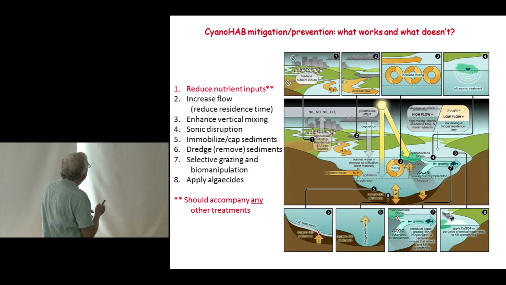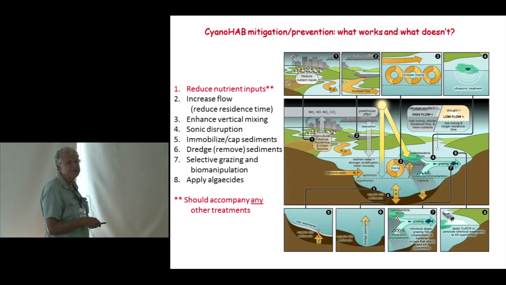And here they all are: increasing flow to increase the flushing rate in the system; enhancing vertical mixing, which is done mechanically in many systems. For example, fish ponds that have this problem all have vertical mixing capabilities. Sonic disruption, which is now being used as a technique to basically lyse the cells. Immobilizing the sediments, capping the sediments so that they trap the nutrients and don't release them. That has limited utility, and we'll talk some more about that tomorrow.